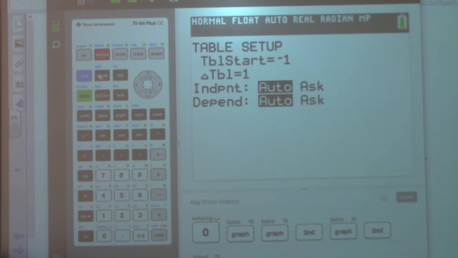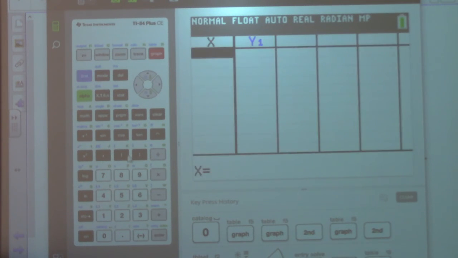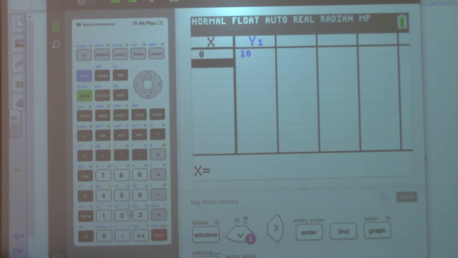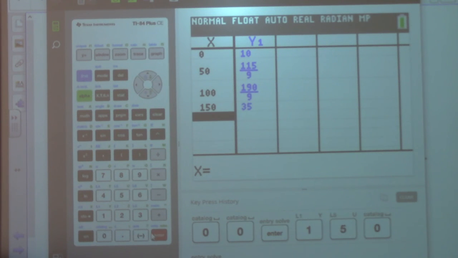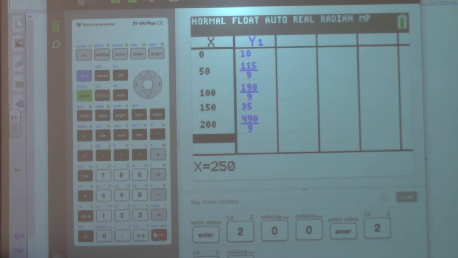Go to ask. So we go over here to our table view, change that to ask. Now we can go in here and we can put in our values here. At 0, we should get 10. Right. At 50, we have that. At 100, we have that. At 150, we have that. And at 200, we have that. At 250, we have that.